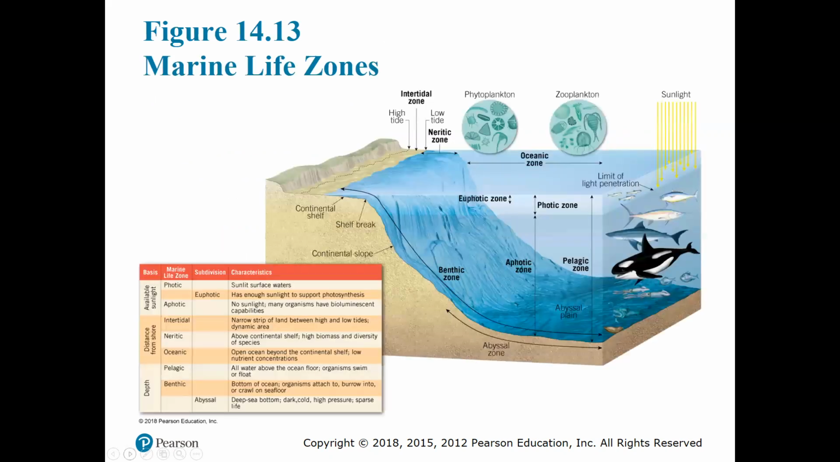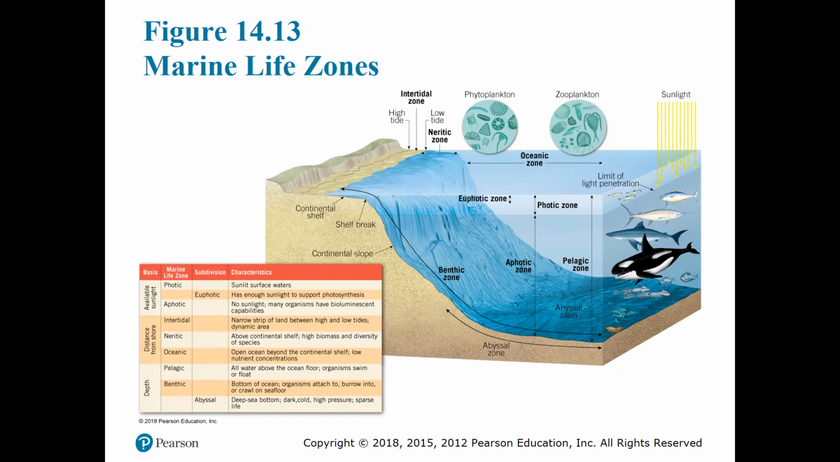So if we take a look at this figure, this is figure 14.13, which is on page 440. And you can see all of these different zones that are going to be represented here. So here's sunlight coming in. You see the limit of sunlight penetration here. And so if we're looking at available sunlight, this is going to be called the photic zone. Photo meaning light, ic pertaining to. So this is going to be the photic zone.